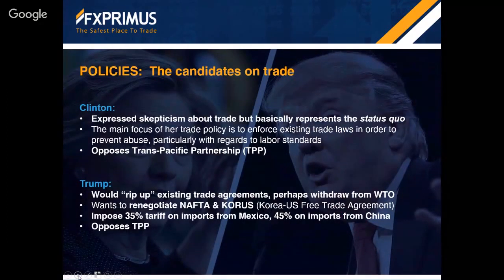So, the two least popular people going neck and neck, Tweedledum and Tweedledummer, as some people would have it. Let's discuss their policies and what they are thinking.